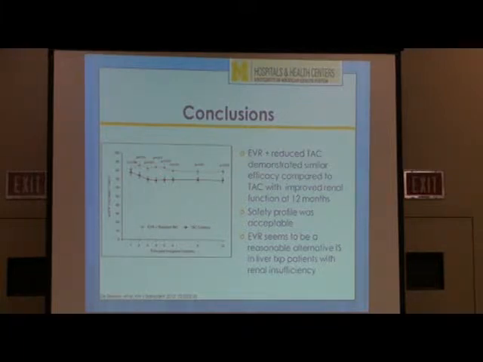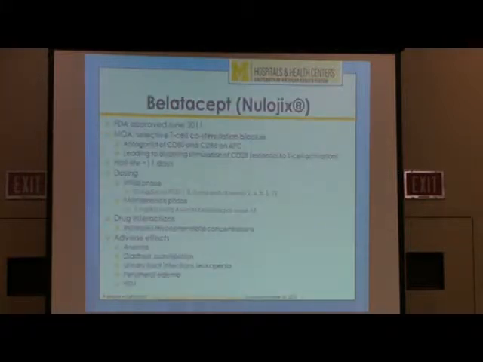So really the conclusion was that everolimus plus reduced tacrolimus demonstrated similar efficacy in achieving the composite efficacy endpoint and decreasing acute rejection, and they had similar safety profiles between the control group and the everolimus plus reduced tacrolimus group. So it seems that everolimus could be a reasonable alternative immunosuppression agent for patients who may have renal insufficiency. So moving on to our next agent, belatacept, or Nulojix.